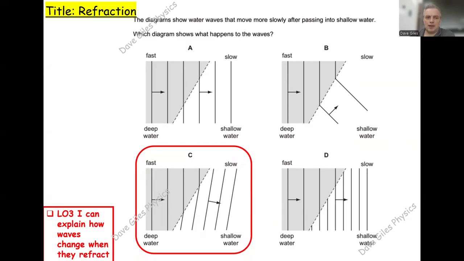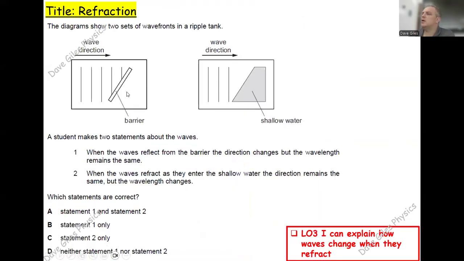Okay. And the next question. The diagram shows two sets of wave fronts in a ripple tank. The student makes two statements about the waves. When the waves reflect from the barrier, the direction changes, but the wavelengths remain the same. He also says, when the waves refract as they enter the shallow water, the direction remains the same, but the wavelength changes. So which statements are correct?